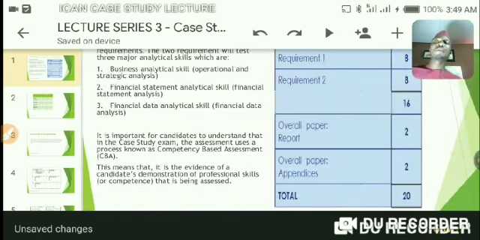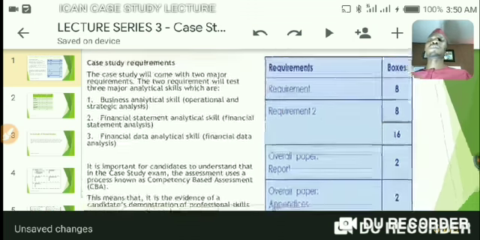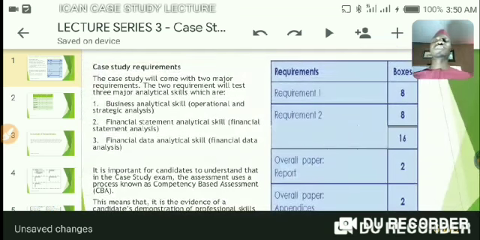Now, there are some other boxes. We call them appendices. There will be an appendix for requirement one and an appendix for requirement two. You need to give appendices. That is where you do your rough work, your calculations, and where you draw your models and all that. You should also demonstrate that. So, in other words, there are about 20 skills that you need to demonstrate in order to pass the ICAN case study exam.